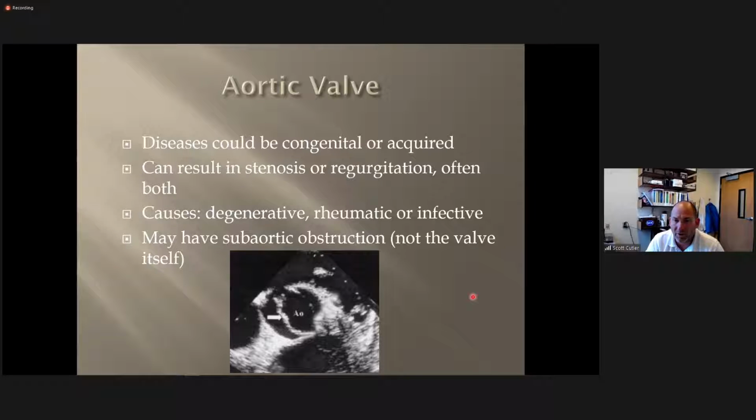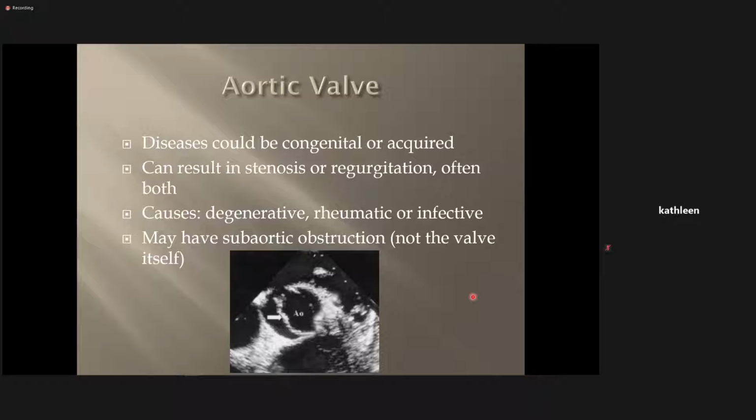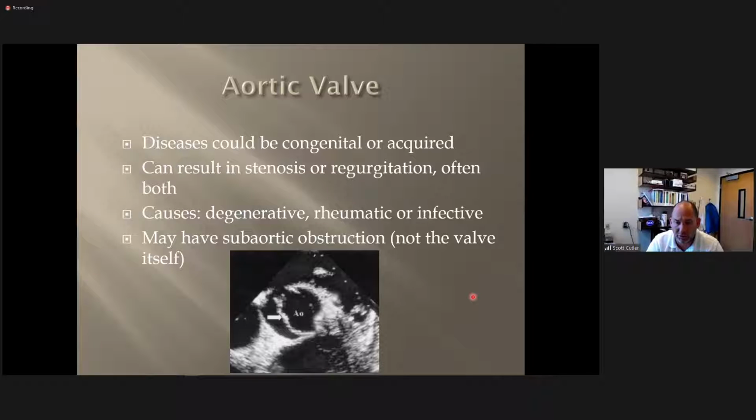Or it could be an infective process that causes things like vegetation. So I mentioned before the friend of mine that was picking his teeth with a dental pick and then got an infection that went to his heart and damaged his aortic valve. He ended up needing an aortic valve replacement. So those types of processes can damage and affect the valve. Normally speaking, most of our patients are going to be a degenerative process over time.